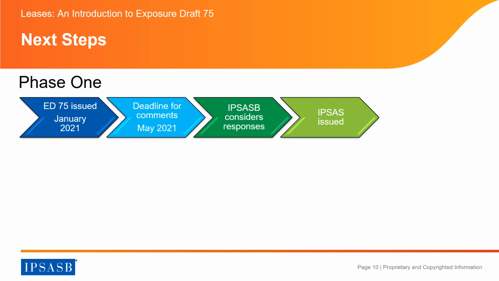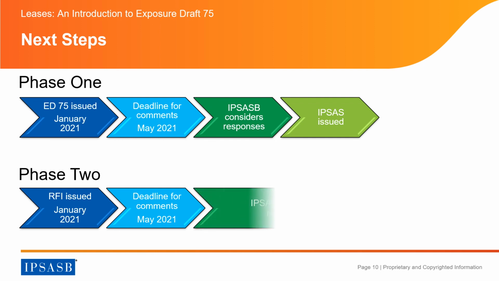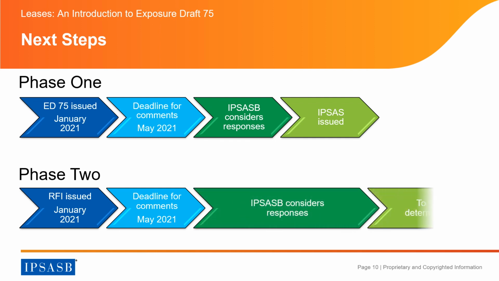Phase 2 of the Leases project will consider public sector issues specific to concessionary leases and other arrangements similar to leases. As part of Phase 2, the IPSASB has issued the Request for Information, RFI, concessionary leases and other arrangements similar to leases, along with this ED, with the same deadline of May 17, 2021. The next steps of the RFI will be determined once the IPSASB considers the responses to the RFI.